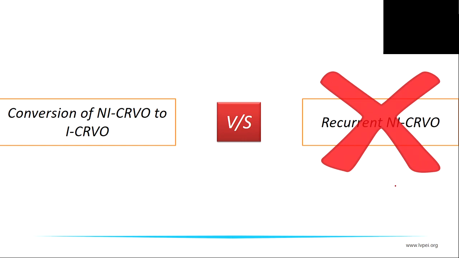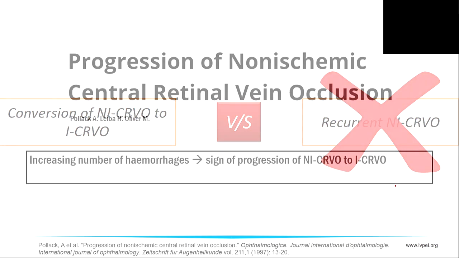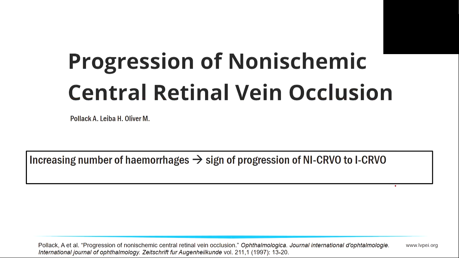The next thought we are left with is that either we are dealing with a patient who was non-ischemic to present with, and is converting into an ischemic variant. In literature it has been shown that an increase in the number of hemorrhages over the course of time and over the course of treatment may be a sign of progression of a non-ischemic variant to an ischemic variant.